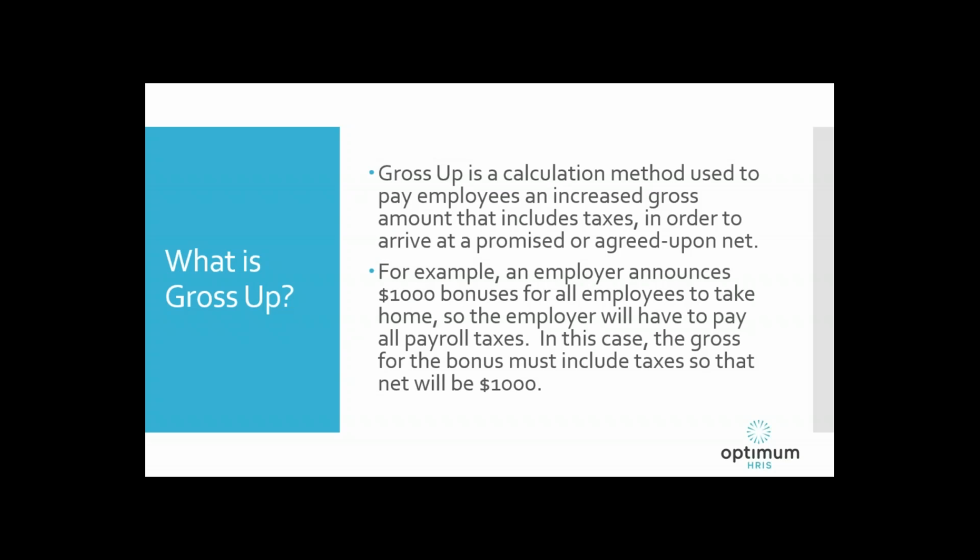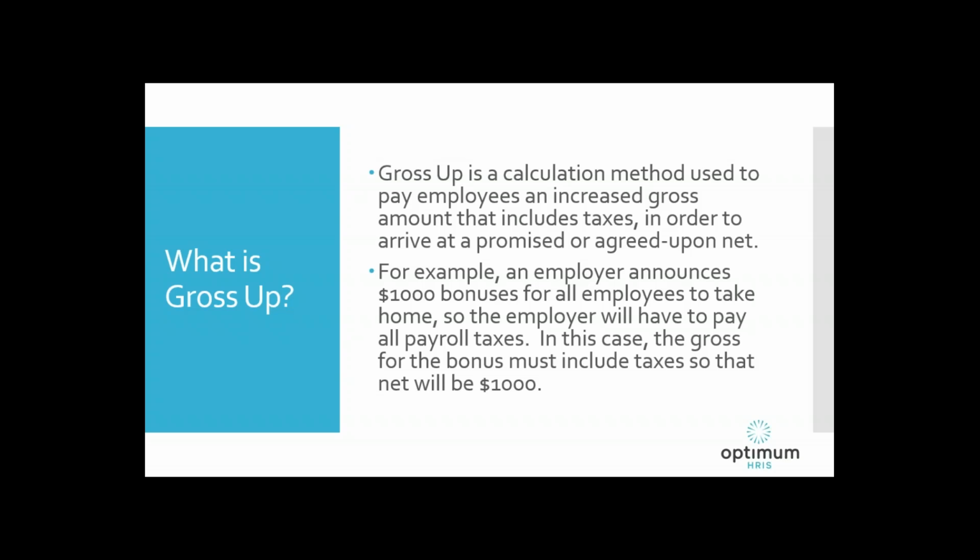It's not an uncommon practice for an employer to announce or promise, if you will, a bonus amount or some other type of perk outside of regular wages, like perhaps assistance with moving expenses or relocation or forgiveness of a loan. And the promised amount is the amount that is the intended net. Now, for our purposes today, we're going to concentrate on bonuses.